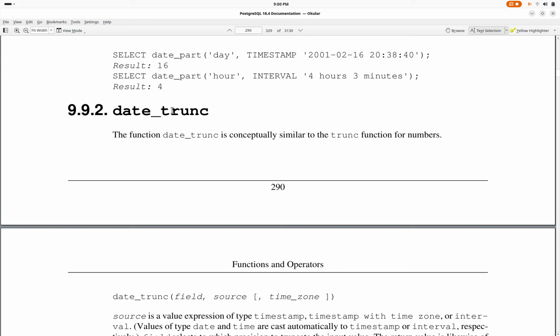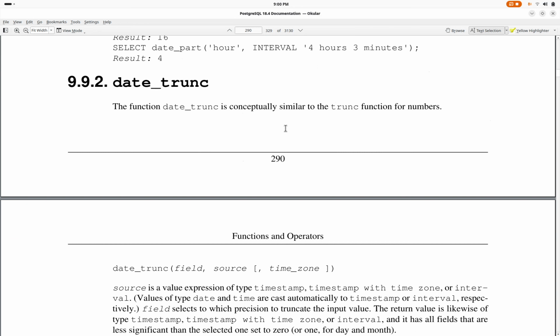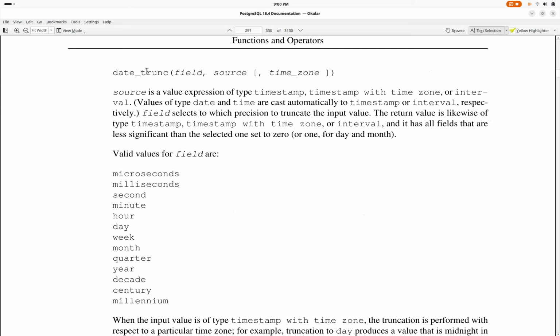Now we will look at date underscore trunc. It is conceptually similar to the trunc function for numbers. The date trunc will take a field, source, and time zone. Time zone is optional. Source is a value expression of type timestamp, timestamp with time zone, or interval. Values of type date and time are cast automatically to timestamp or interval respectively.